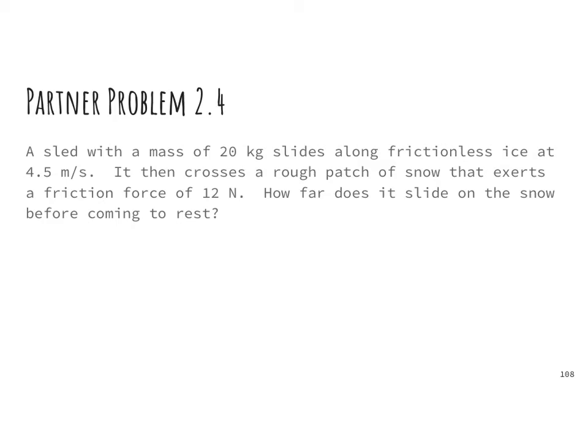We will also have another partner problem tomorrow, and this deals with a sled with a mass of 20 kilograms that slides along frictionless ice at 4.5 meters per second, and then it crosses through a rough patch of snow that exerts a frictional force of 12 newtons. So imagine you're sledding across ice, and then you go off the ice into the snow. That snow is going to cause you to slow down. So we want to know how far does it slide before coming to rest.